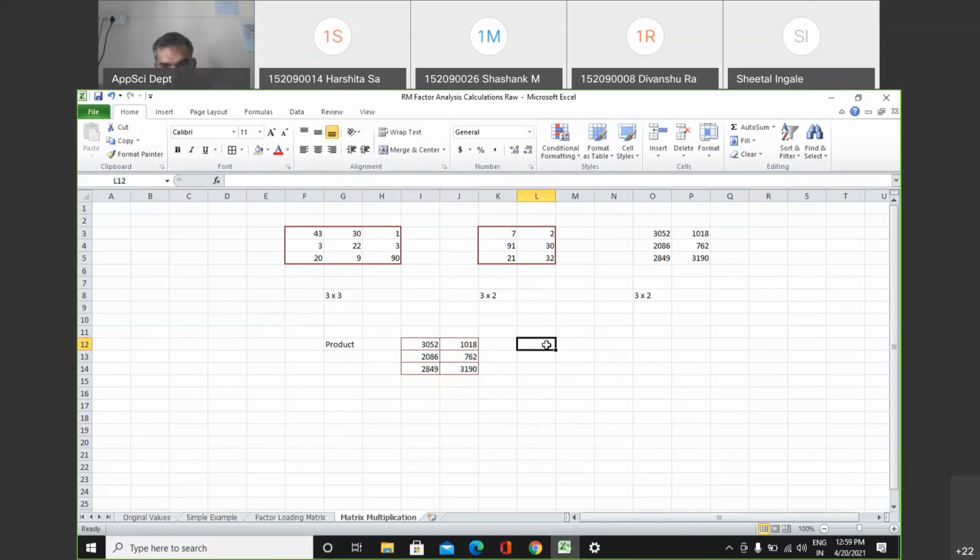So you do that multiplication. Use that function MMULT. Then it will give just one value. Then you select the dimension. Then you press F2. Then Control plus Shift plus Enter. It will fill the matrix, the Excel command.